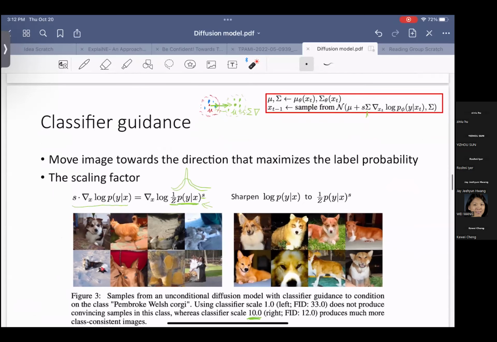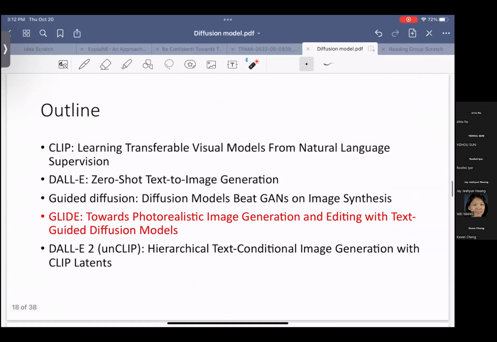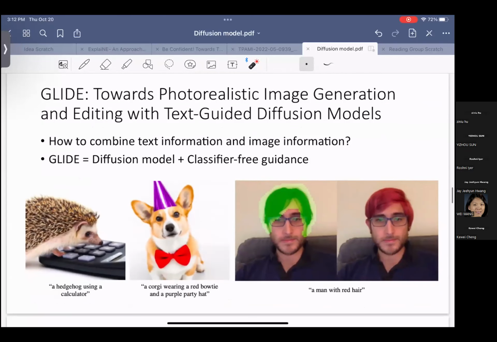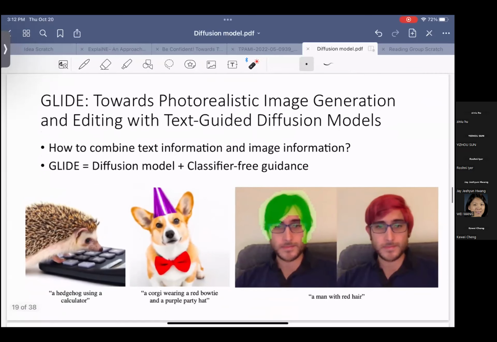We will see more guidance in the last two papers. So here we have classifier guidance. There are classifier-free guidance and CLIP guidance. We will see them, right? So for this GLIDE paper, again, I summarize it using this formula here. It's just a diffusion model plus classifier-free guidance, which is a new guidance we will talk about in a minute. But the major question it tries to answer is just like the DALL-E paper, because it tries to do text-to-image generation, or it's actually a little bit more. They also do image editing.